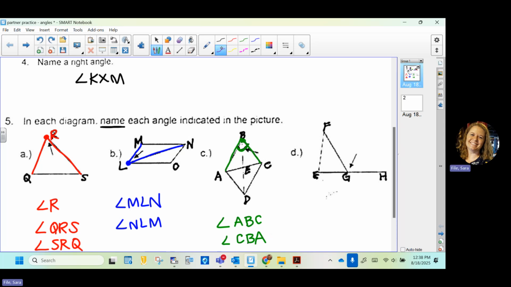Okay, last but not least, they're pointing at this angle where G is the vertex. But again, there's two different angle Gs, or actually three. It could be the straight angle, EGH. It could be this acute angle on the left, or this obtuse angle on the right. The arrow is pointing to the obtuse angle. I want to name that obtuse angle on the right side where G is the vertex. So what order would I have to put the letters?